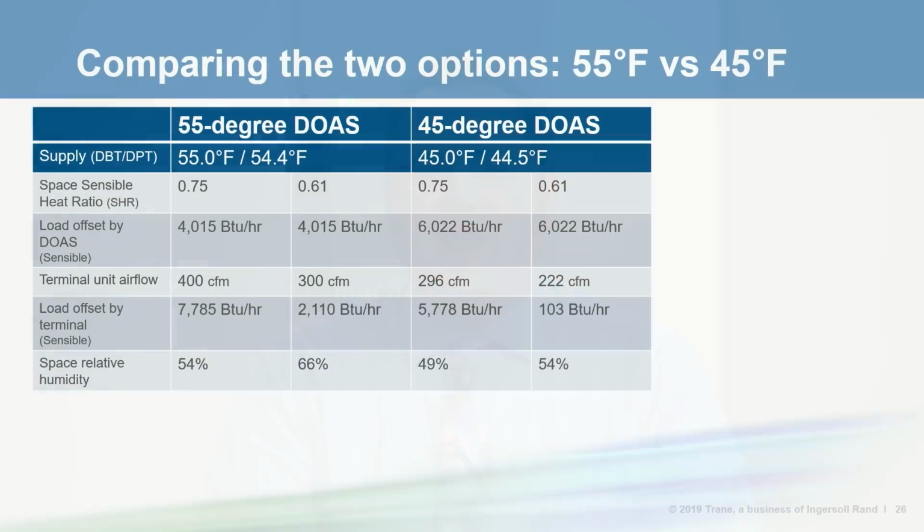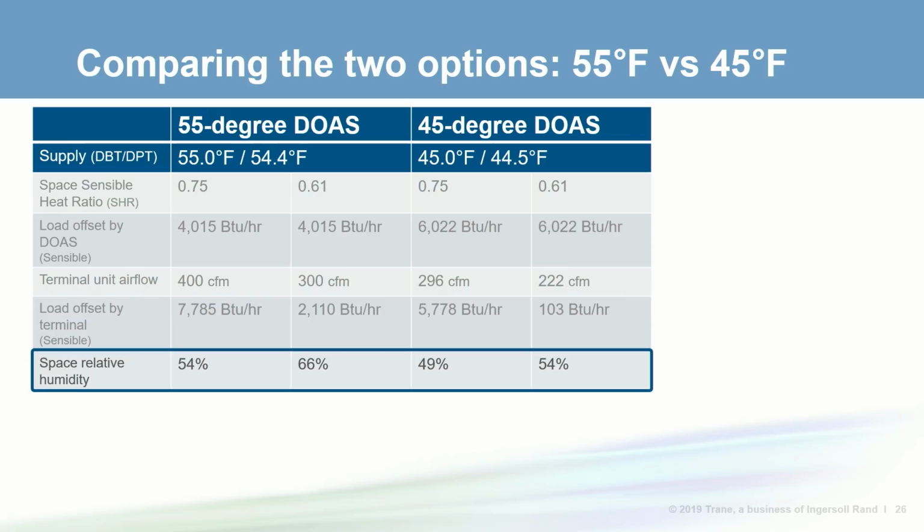Now I'm showing the design and worst part load condition. That's the condition with the highest ratio of latent to sensible load, an SHR of 0.61. At part load, the 45 degree dedicated outdoor air system does a better job of maintaining space relative humidity when compared to the 55 degree option. This is because a 185 CFM supply of 45 degree air is drier than the same volume of 55 degree air, so it can offset more space latent load.